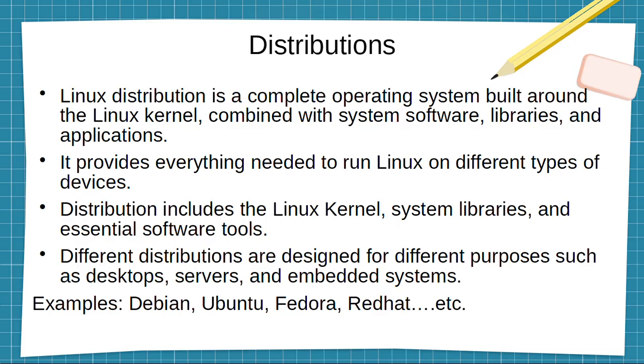A distribution includes the Linux kernel, system libraries, and essential software tools. When you download the Linux ISO image, you will get the Linux kernel, system libraries, and essential software tools. That is included in it. Different distributions are designed for different purposes, such as desktops, servers, and embedded systems like IoT devices and whatever devices we are using now. What are examples of these distributions? They are Debian, Ubuntu, Fedora, Red Hat, etc. There are many more. According to the use case, we can choose one.